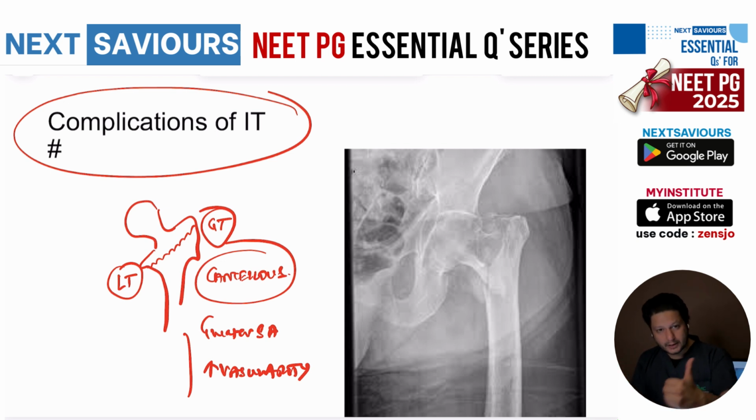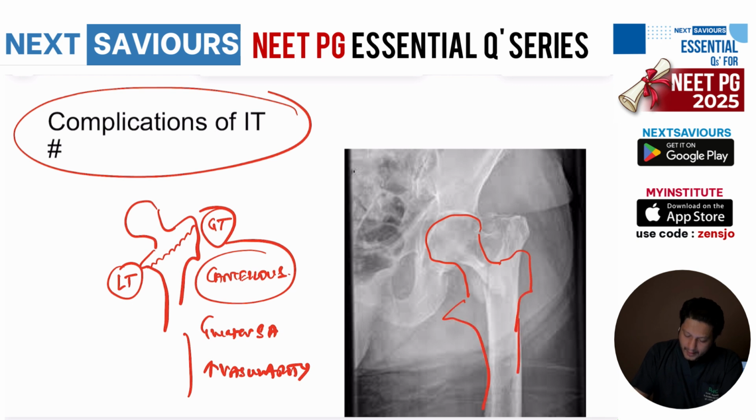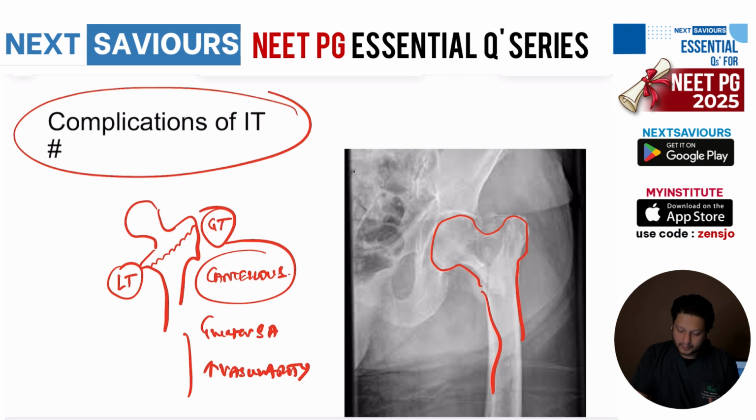And what malunion usually results in, you see, in this case, ideally it should have been like this, where the GT should be lower, and this is how the neck shaft angle is preserved. But here in this case, what has happened is that the fracture, although united, has resulted in a varus deformity because of the proximal migration of the greater trochanter, where there is a reduction in the neck shaft angle. So this is how the complicated IT fracture looks, where there is a malunion as a common complication.